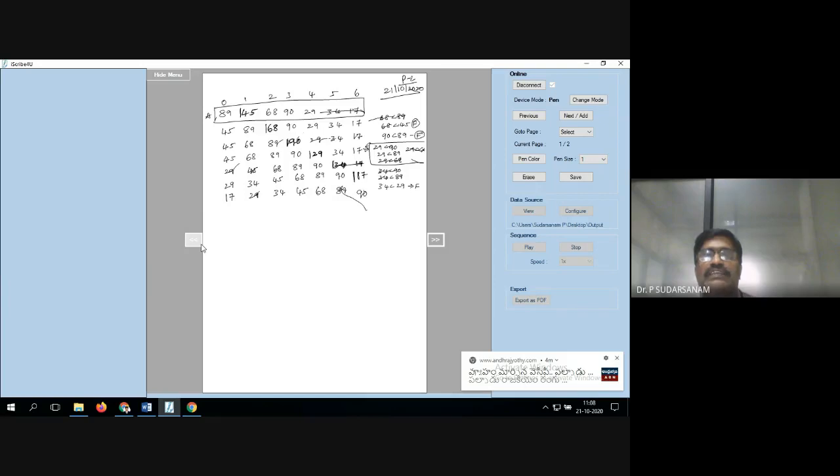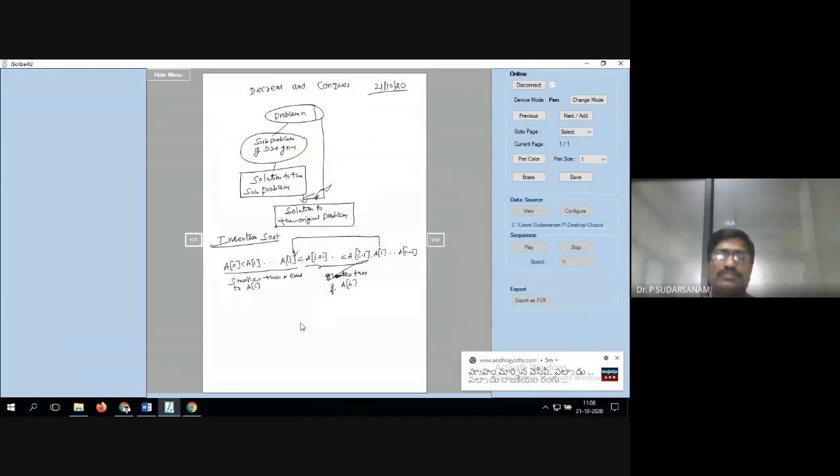Now I have to write the algorithm here. So how to write the algorithm? Let me see here. This is nothing but the array locations 0, 1, 2, 3, 4, 5, 6. Have you copied this? Now I'll tell you the algorithm for this. I'll write it here only, this space is sufficient. Write the algorithm for insertion sort.